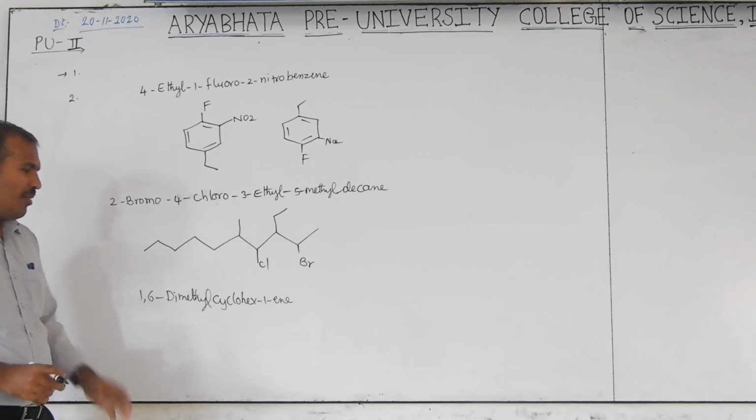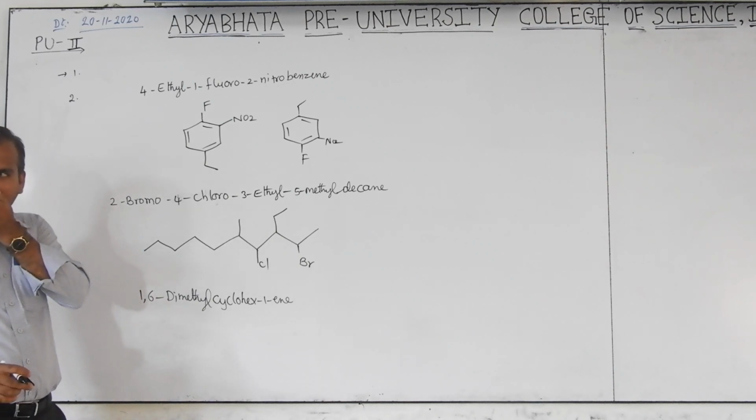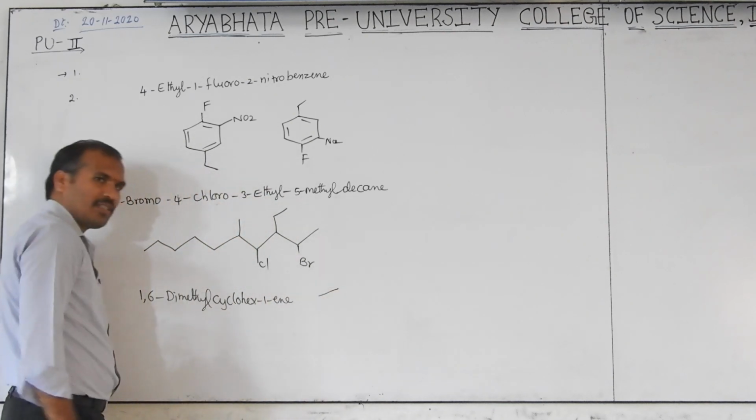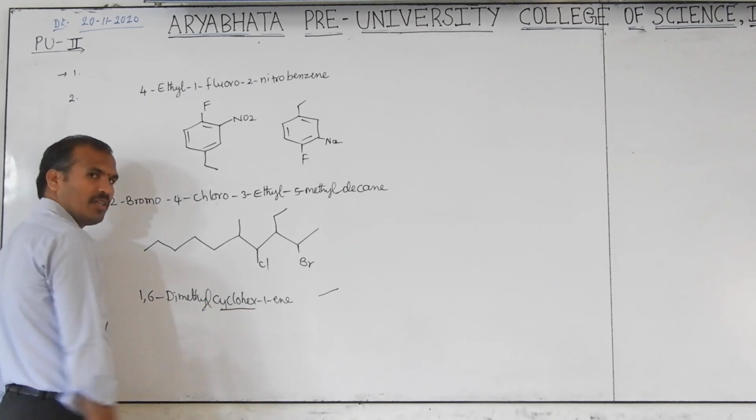Come on. What is the root word? Hex. Hex means how many carbons? 6. But cyclo is also there. It means cycle.